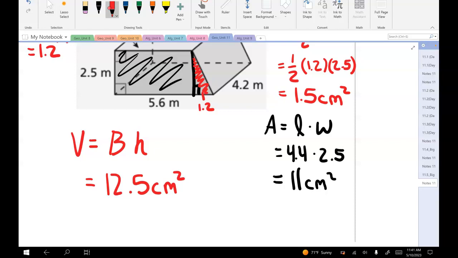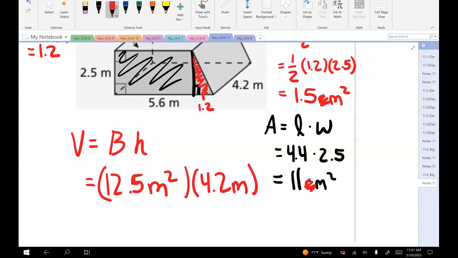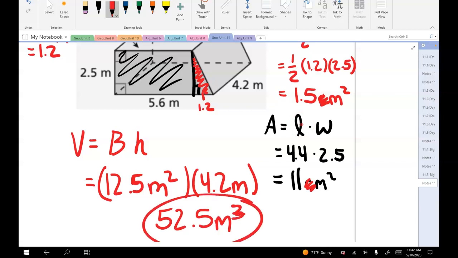But yeah, you could. So 12.5 times your height, and your height again is kind of like we're pushing through our figure, so it's 4.2. So this is times 4.2. Oh, this is meters, not centimeters. I'm all over the place. Meters squared. It's meters squared. This is meters. 12.5 times 4.2, 52.5 meters cubed. I'm a big fan of centimeters, I guess. Meters cubed.